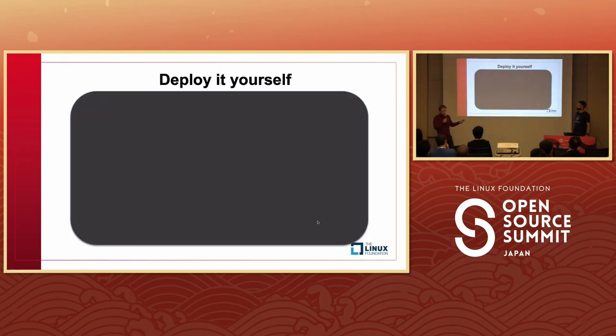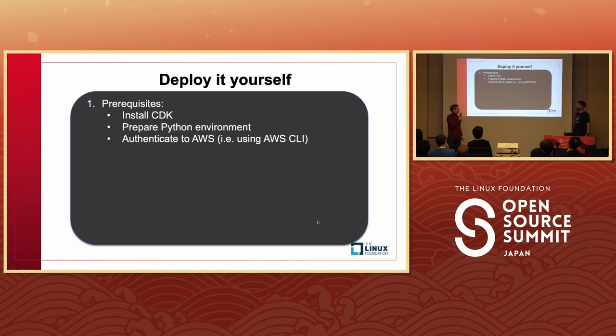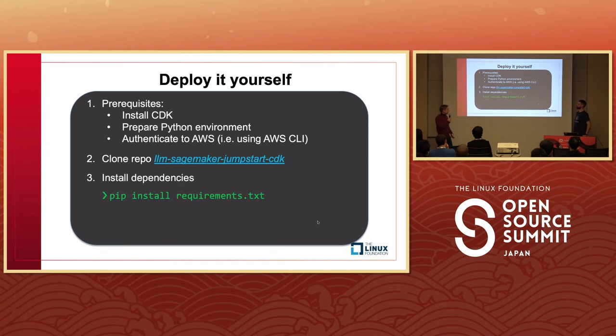To deploy it yourself, you need a couple of steps. The first step is to prepare the environment. In our case, we use Python, so you will need Python, you will need CDK, and you will need to authenticate to your AWS account. Then you can clone the repo that we prepared for you. This repo contains the sample code that actually powered our demo, so you can use this backend. We use the same backend as we are showing here. Then you install dependencies from the project, and then you run CDK deploy.